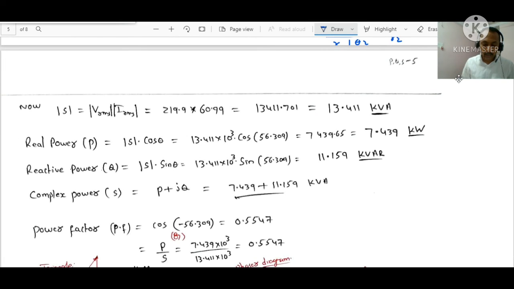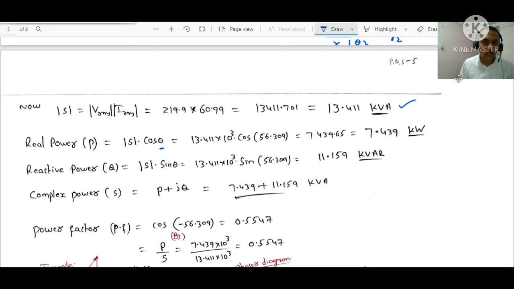Now you know VRMS, you know IRMS. What about mod S? VRMS into IRMS, 13.411 kVA. We have already defined real power. Once you know S, immediately we can calculate all the other remaining powers. P equal to mod S cos theta.